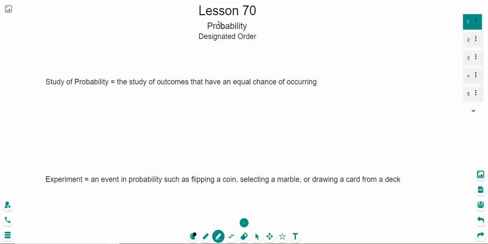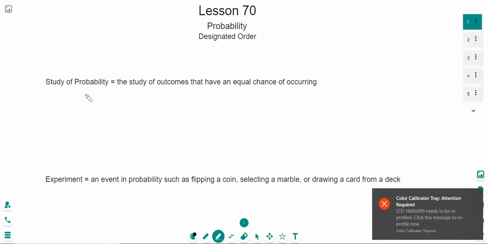So today we're going to be talking about probability and, as a subcategory to that, designated order. All right, so let's begin with probability and get your class notebook handy because there will be several definitions that we're going to have to write down today so that you can memorize.